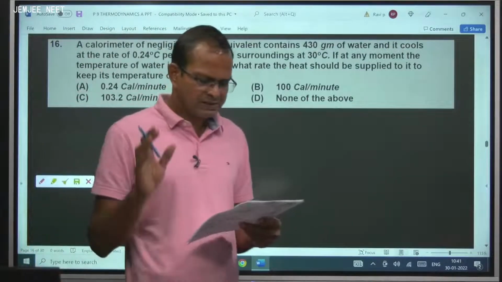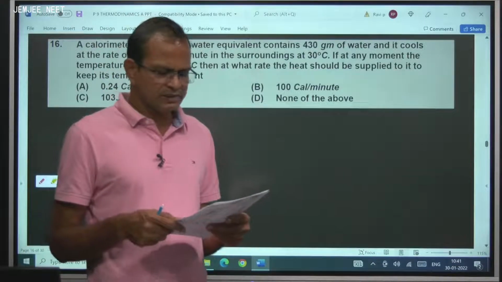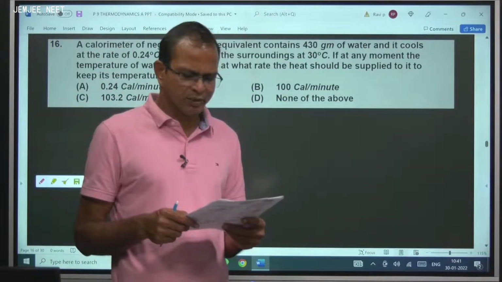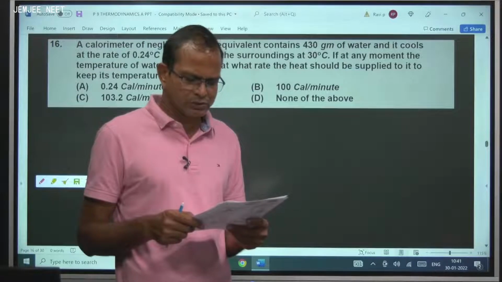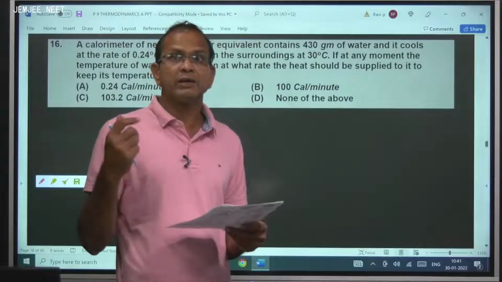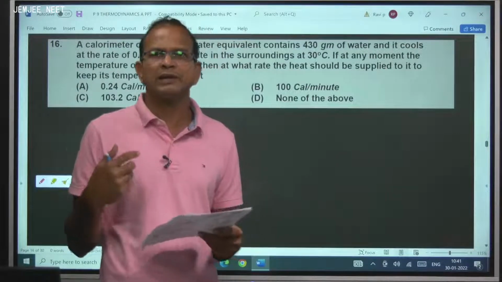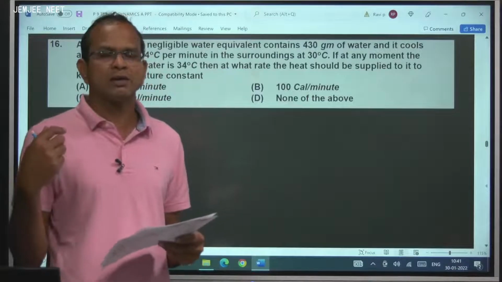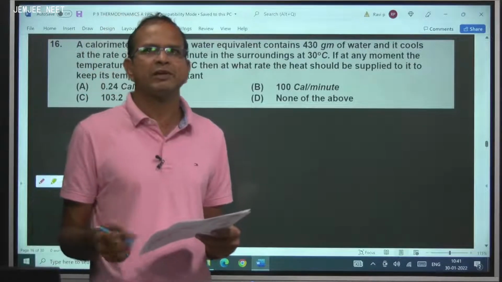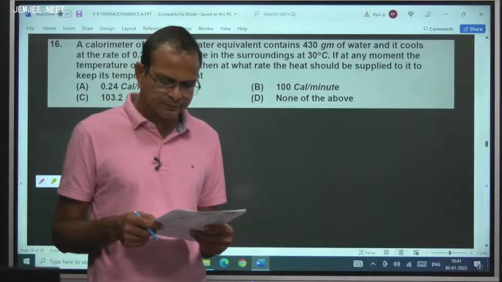See, first sentence is the given data. Second sentence is the question. First sentence says a calorimeter of negligible water equivalent contains 430 gram water and it cools at the rate of this much when the surrounding is 30. Okay, what temperature? Your 430 gram of water was at what temperature? For that you have given me data: 34 degrees Celsius. In the second sentence, we can take 34 minus 30.